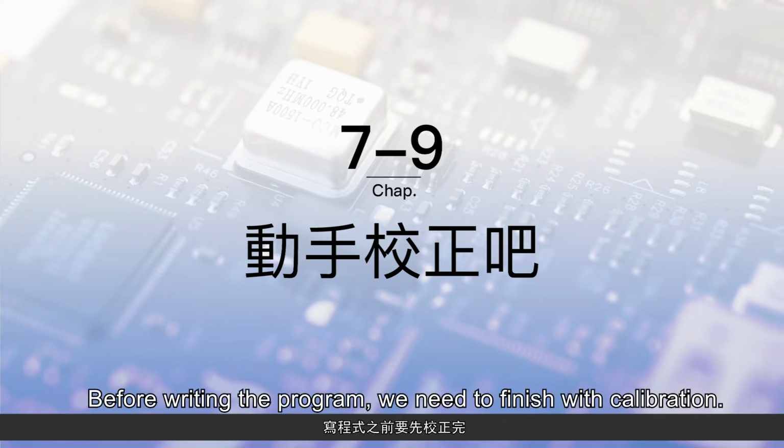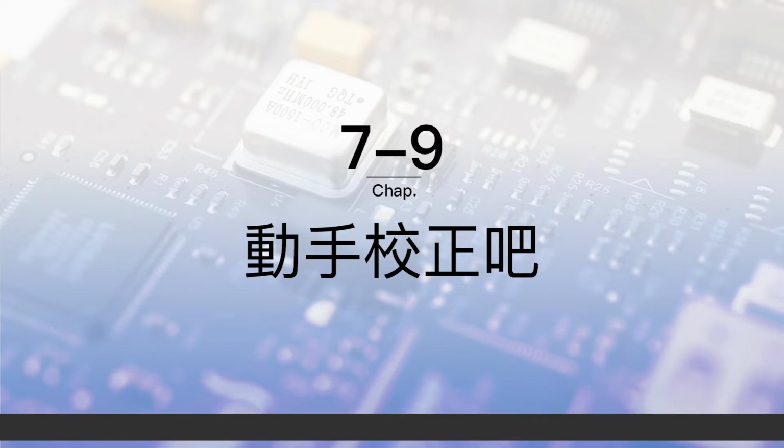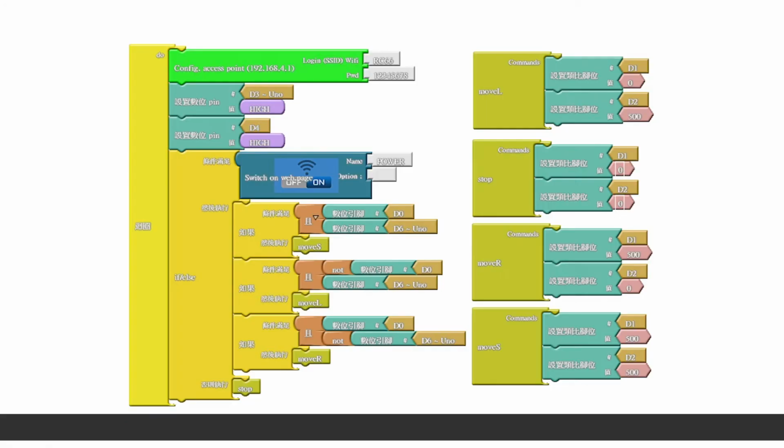Before writing the program, we need to finish with calibration. Let's move on. We've written the program code based on the flowchart. Let's take a look at this.